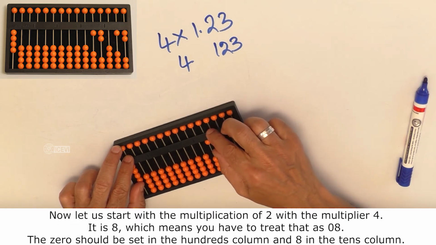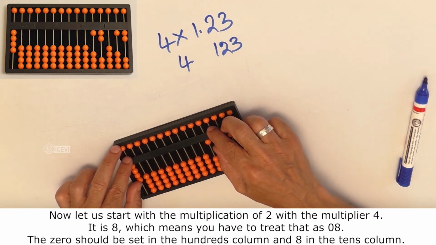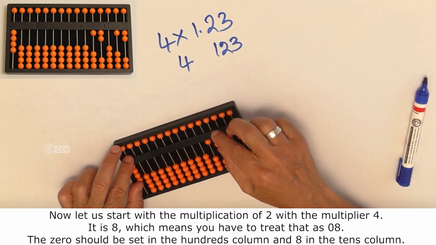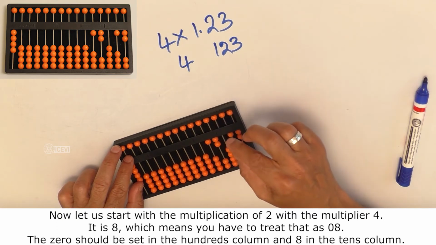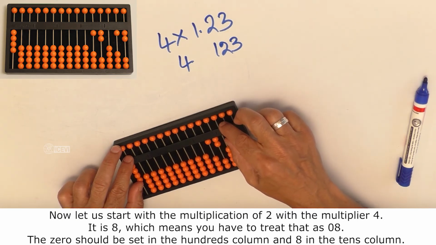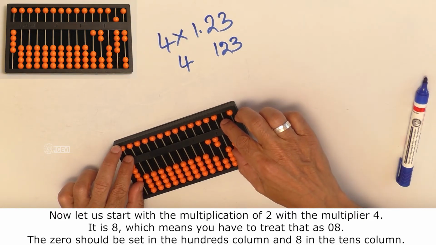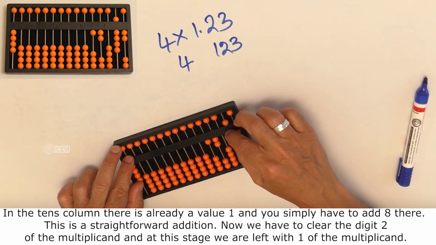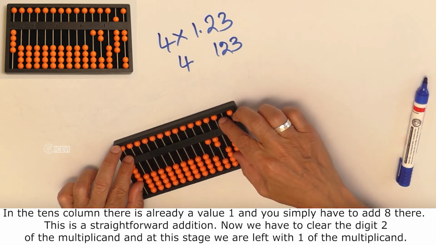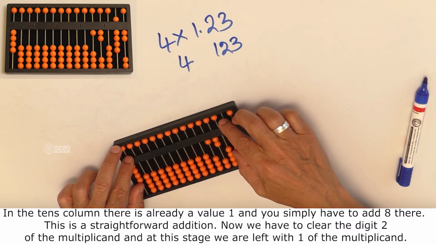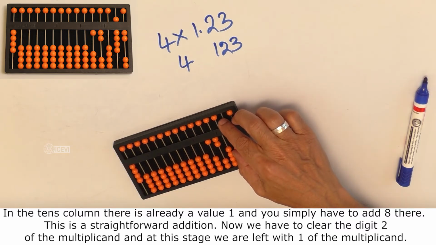Now let us start with the multiplication of 2 with the multiplier 4. It is 8, which means you have to treat that as 0, 8. The 0 should be set in the hundreds column and 8 in the tens column. In the tens column, there is already 1 value and you have to simply add the remaining 8 there. This is a straightforward addition.